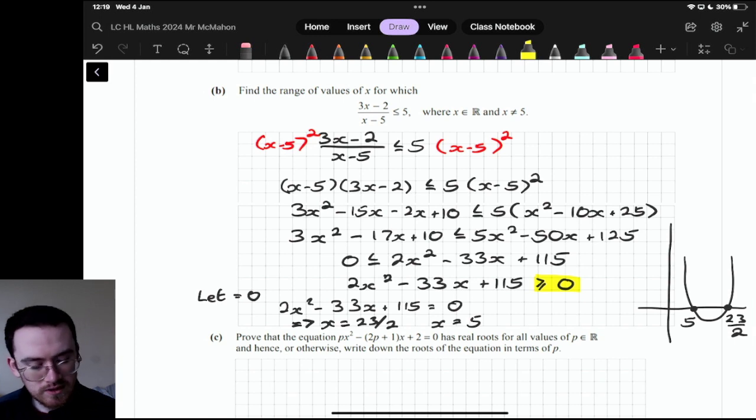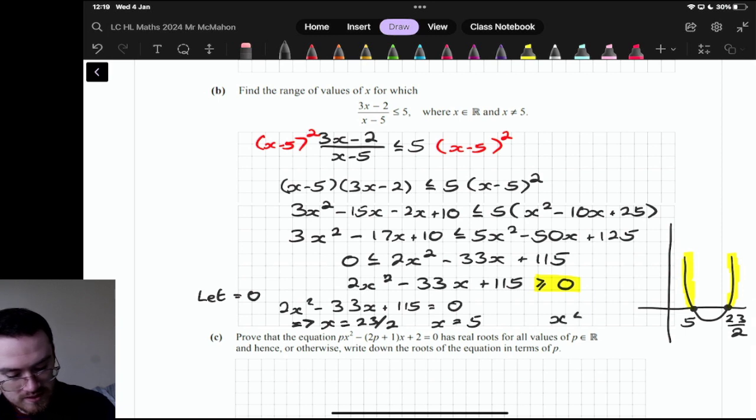It's going to be these two end parts. It's the parts that are above the x-axis because it's greater than or equal to 0. We're asking where this graph, this function, is greater than or equal to 0, and that is those two end parts where it's above the x-axis. So what that means for us is that x has to be less than or equal to 5 and x has to be greater than or equal to 23 over 2.